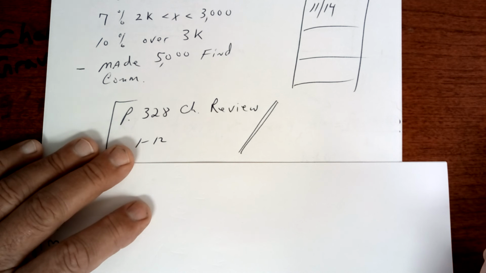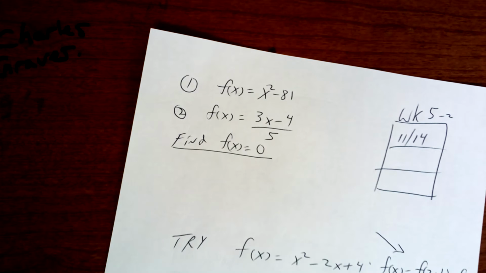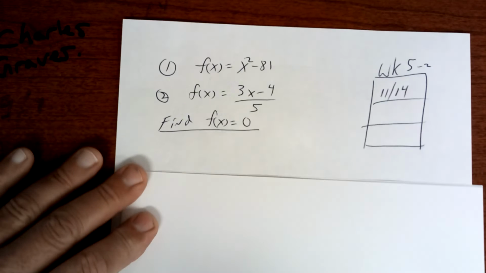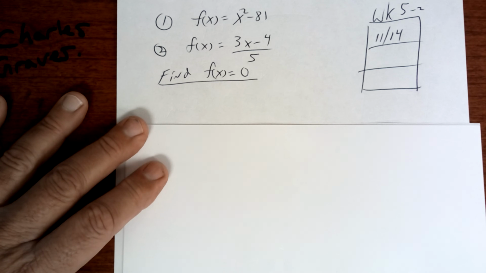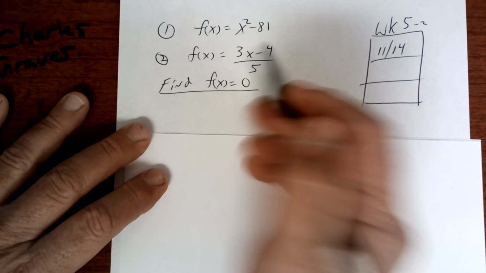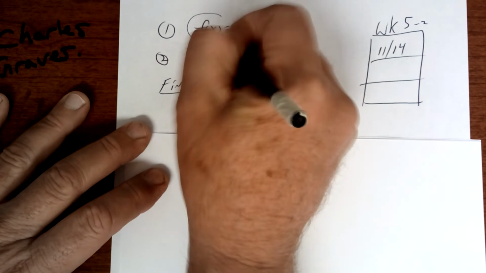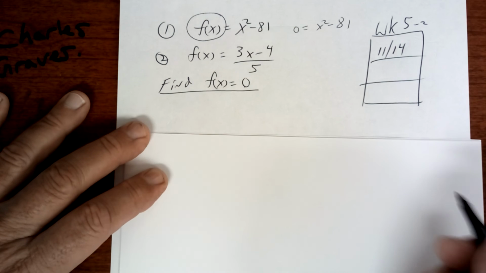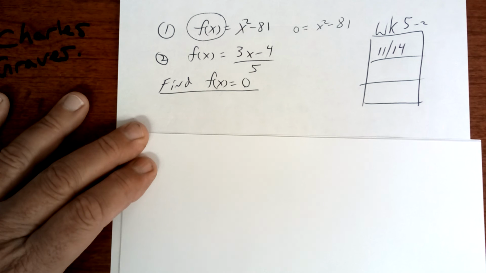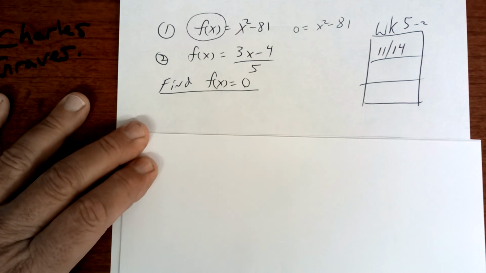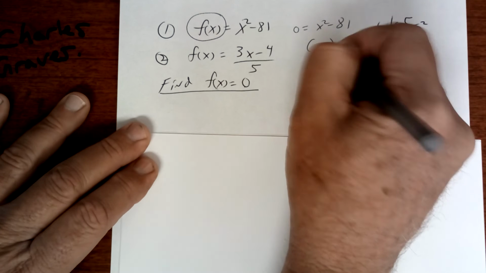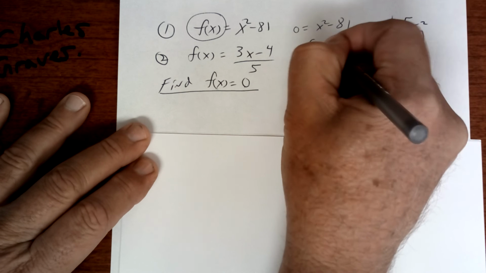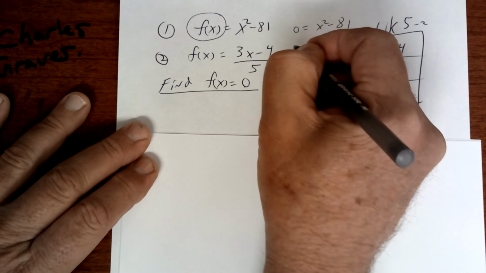All right, I'm going to turn my attention now to 7th period. This is college algebra. What we're going to do is set f of x equal to 0. So here's f of x. We're going to put 0 equal to x squared minus 81. Then we're going to factor this out. This is the difference of two squares. So that's x plus 9, x minus 9 equal to 0.